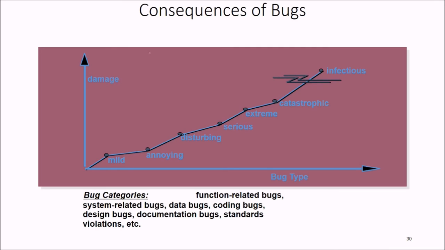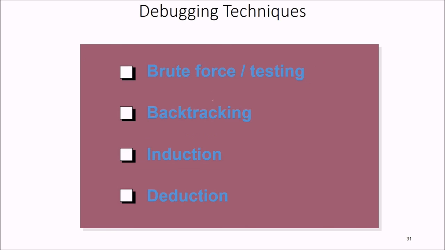There are certain consequences of bugs, and various categories of bugs. They can be function related bugs, system related bugs, data bugs, coding bugs, design bugs, documentation bugs, standard violations. The bugs can be mild, annoying, disturbing, serious, extreme, catastrophic and infectious. It depends on how much it is costing your business and your life actually, the money and the life. There are certain debugging techniques: brute force, backtracking, induction, deduction.